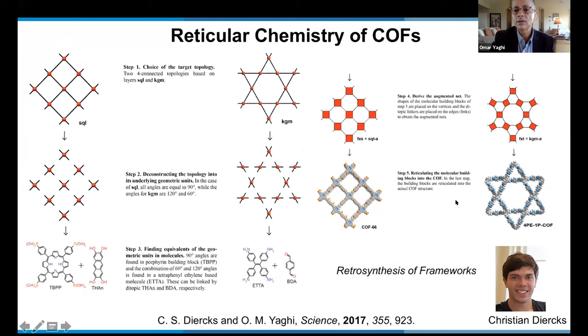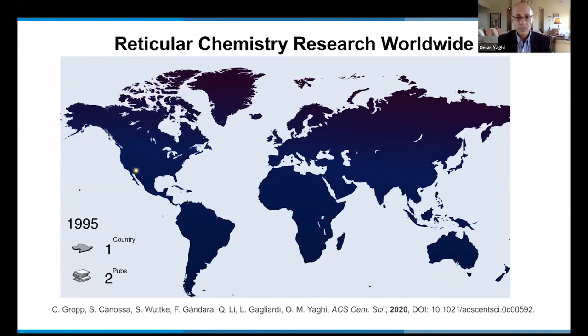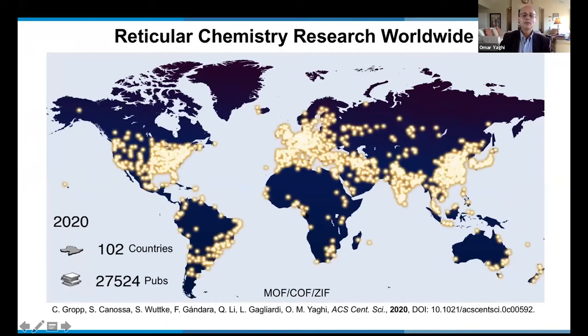Well, it's no surprise that reticular chemistry, since our first paper in 1995 with MOFs, when I started my career at Arizona State University, one country, two publications, has now been widely adopted in the world. Now it's 102 countries and 27,524 publications as of a few months ago in 2020.